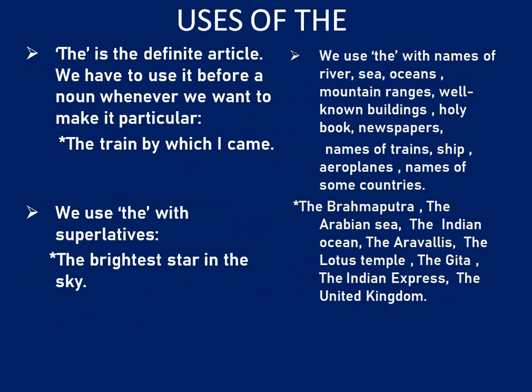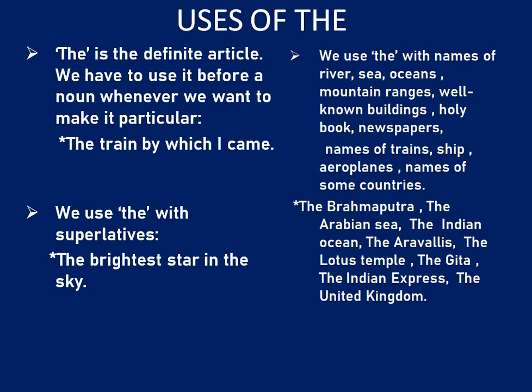Now uses of the, the definite article. We have to use it before a noun whenever we want to make it particular. Example, the train by which I came. So a particular train we are talking about, so the will come in front of train. Train is the noun over here.